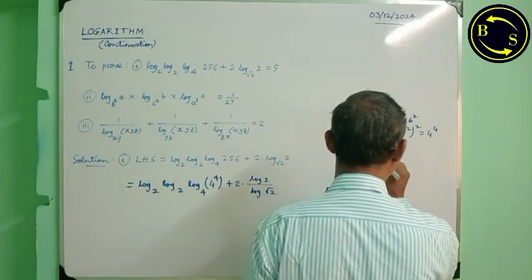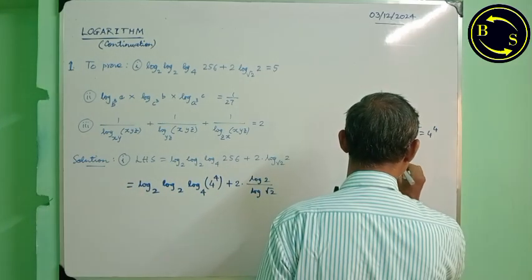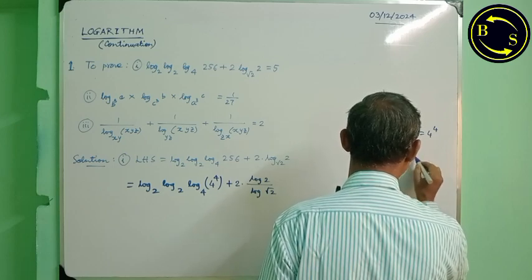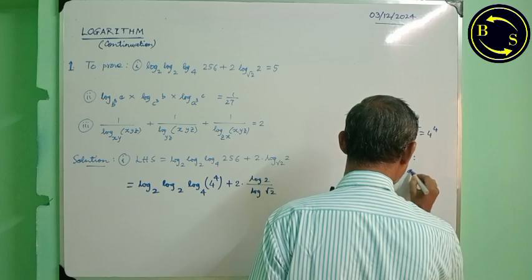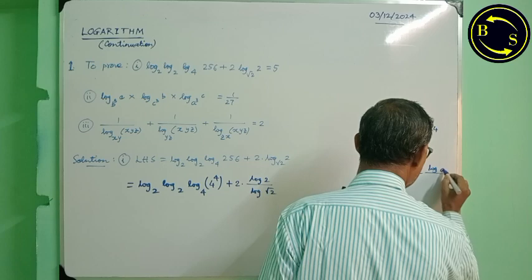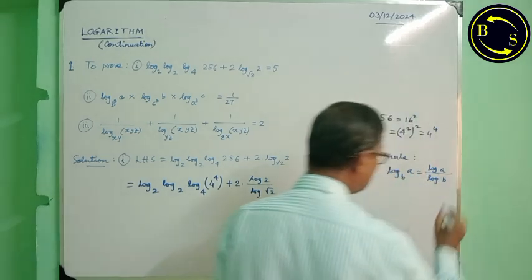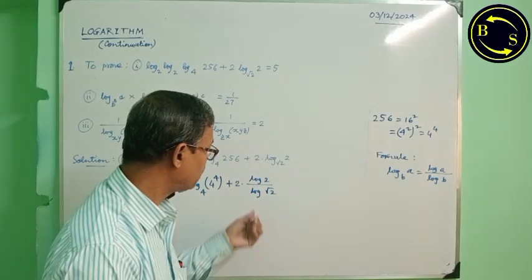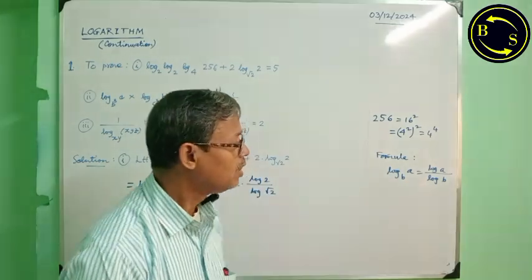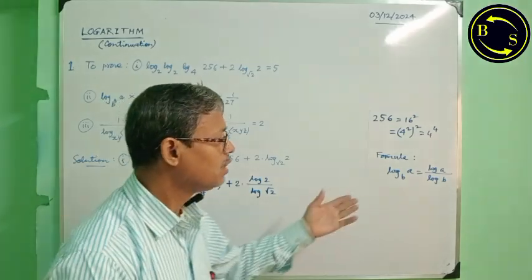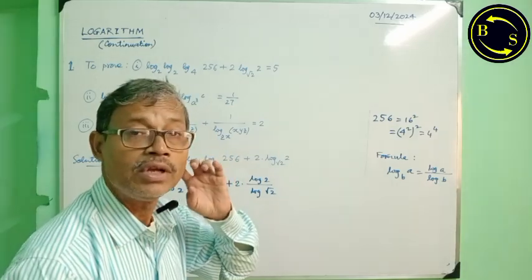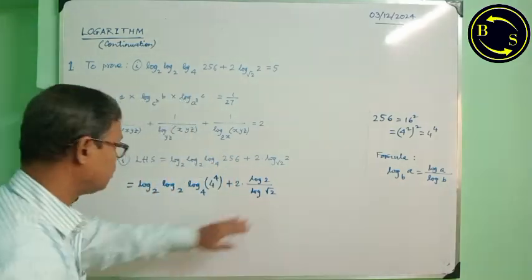As per the formula, log of a to the base b is equal to log a by log b. I have used this formula: log of a to the base b is equal to, in the fraction form, where the numerator is log a and the denominator is log b. Already I deduced that formula in the earlier class. I have written here like this.